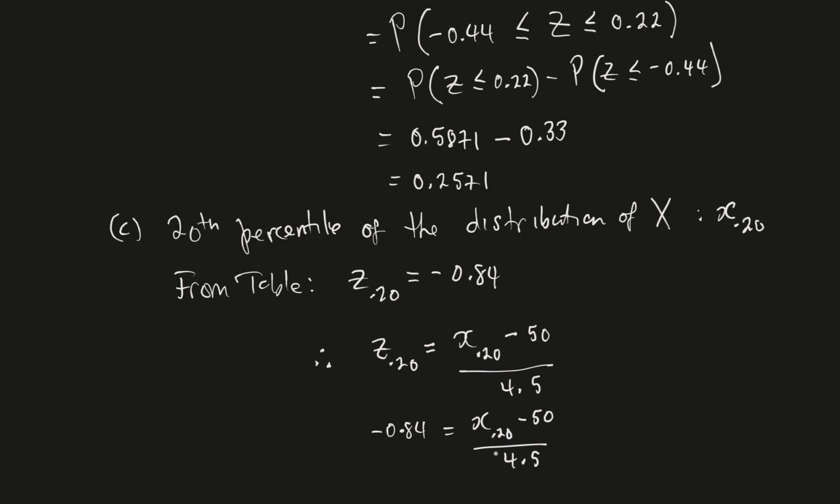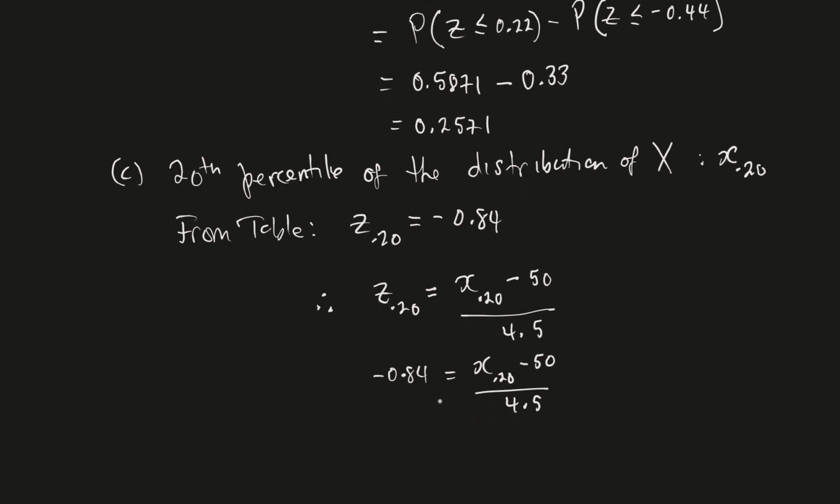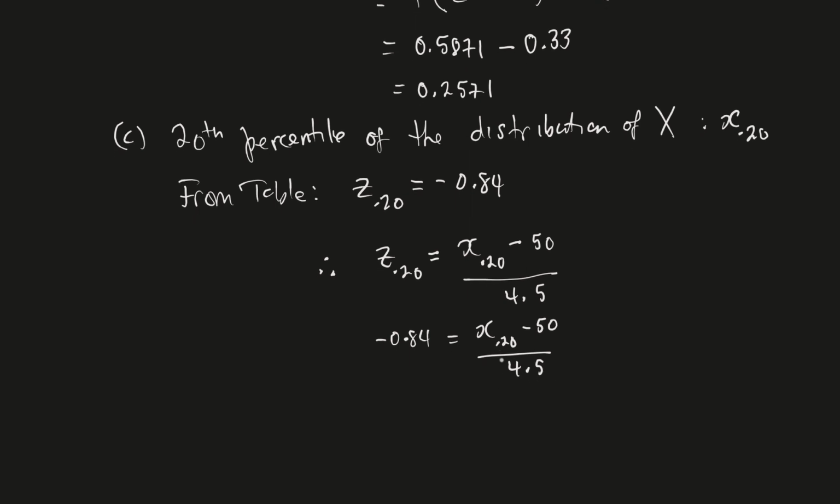To unstandardize, you first multiply by the standard deviation and then you add the mean. So the 20th percentile of this distribution of x is equal to negative 0.84 times 4.5 plus 50, and then that comes out to be, what did that come out to be?